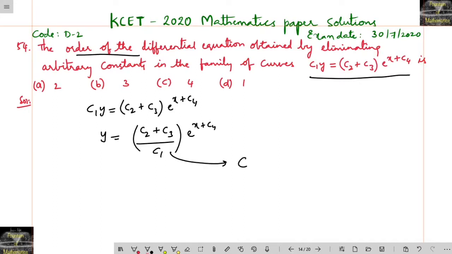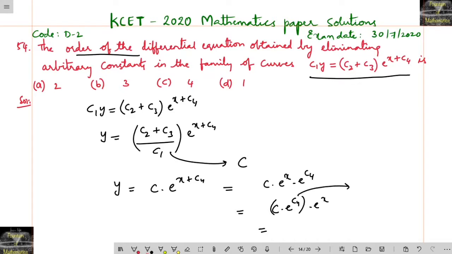Let me take this constant as C. Y is equal to C into e to the power of x plus C4. And this can also be written as C into e to the power of x into e to the power of C4. Since e is a constant, e power C4 is also a constant. And the whole thing we can write as C into e power C4 into e power x. So let me take the whole thing as one constant, let me take it as b into e power x.